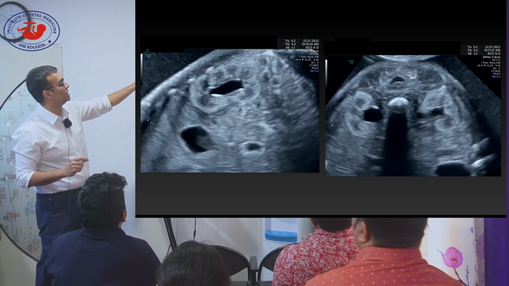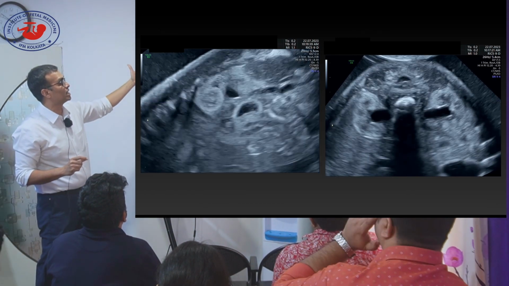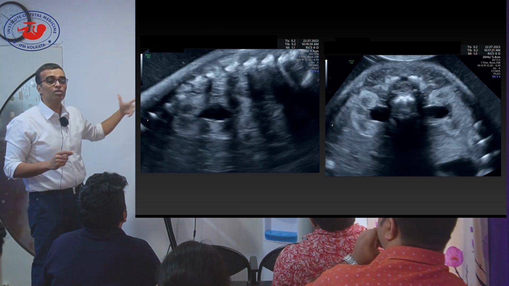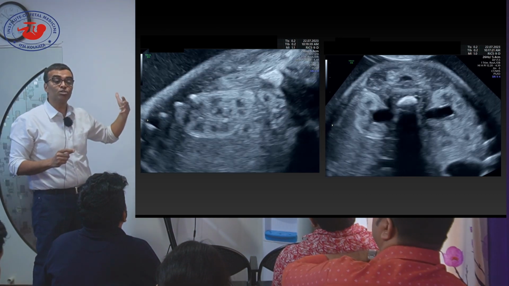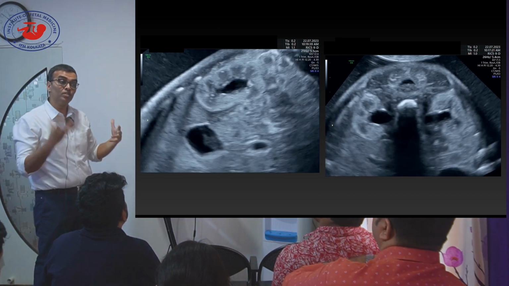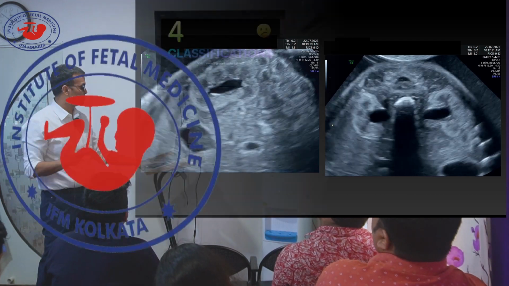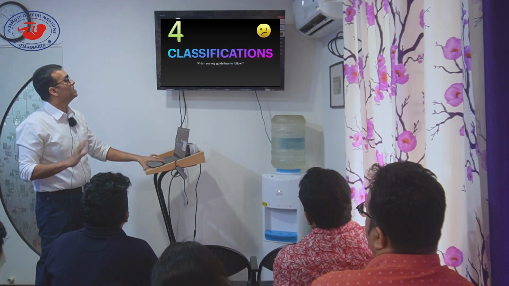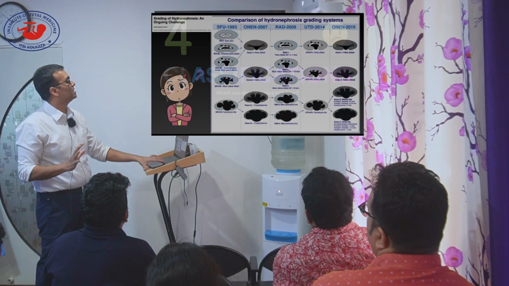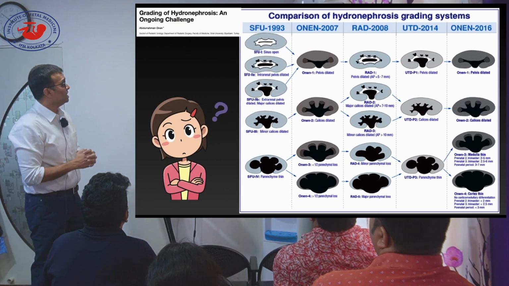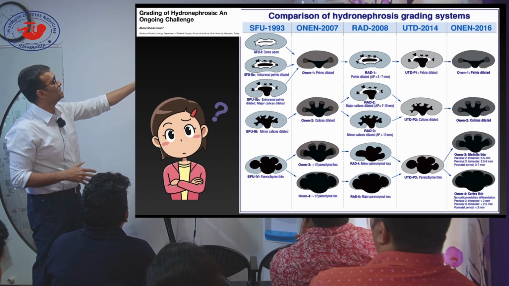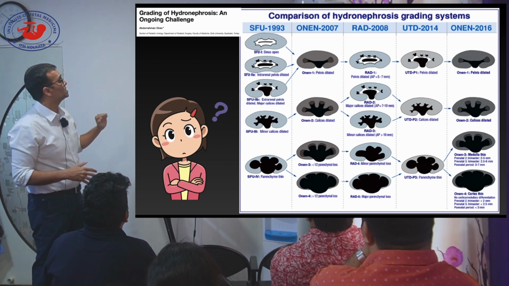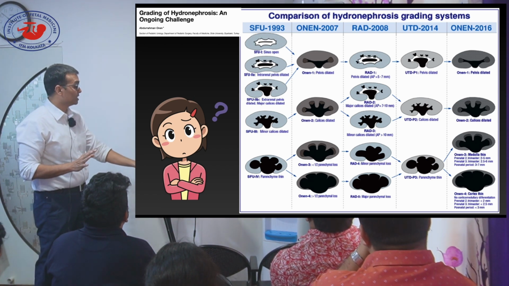But also don't be overwhelmed by seeing the renal parenchyma being echogenic, because if you are working with a high-end machine and you are using a high-resolution probe, you will see bright kidneys. So that is normal. Now the classification, which society guidelines to follow. Again, this is very confusing. So these are the different societies using different classification systems, which is absolutely difficult to follow.